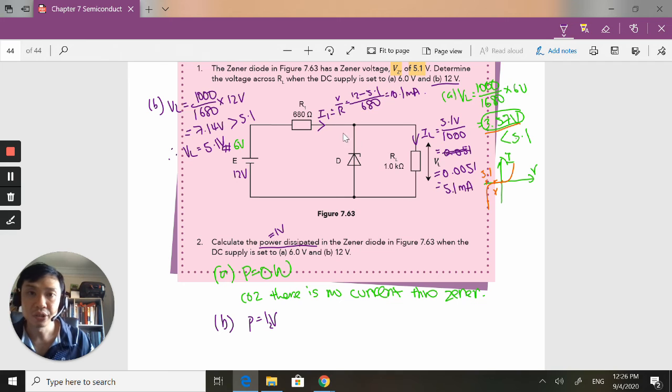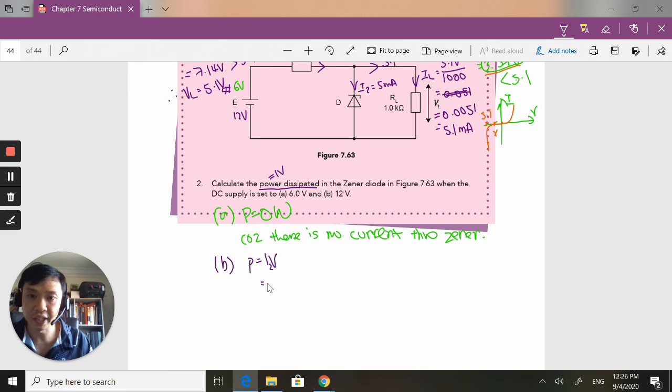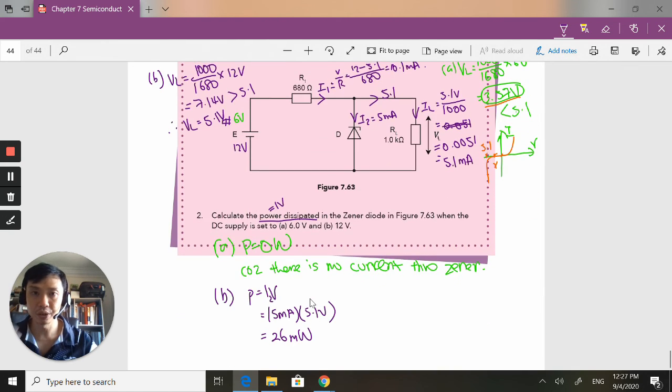If 10.1 goes in here and 5.1 goes in here, therefore IZ is 10.1 minus 5.1, which is 5 milliamperes. Now I've got my IZ value of 5 milliamperes, and the voltage across the zener diode is 5.1 volts. I'll end up with 26 milliwatts. That kind of concludes the chapter on diodes.